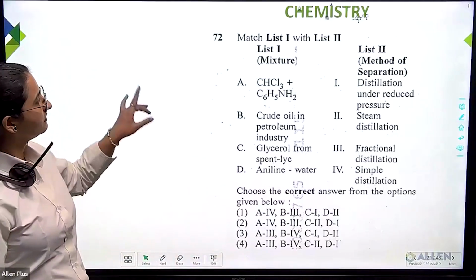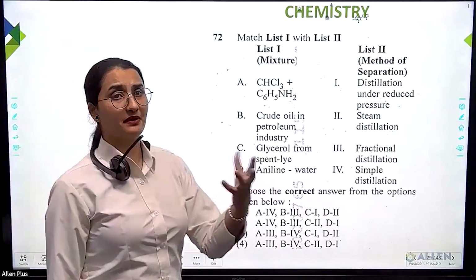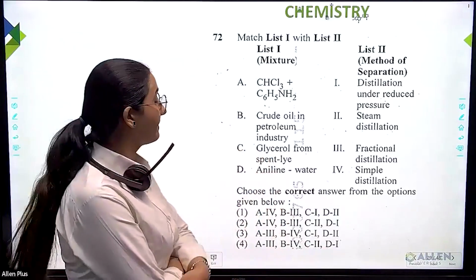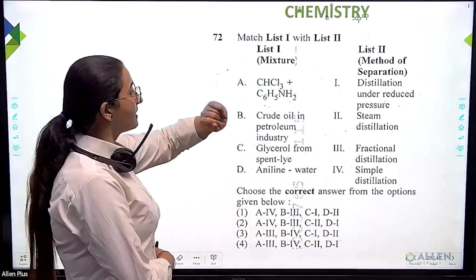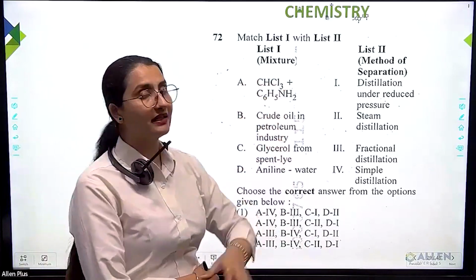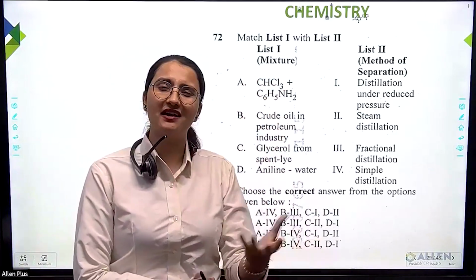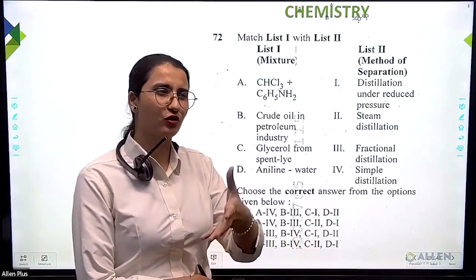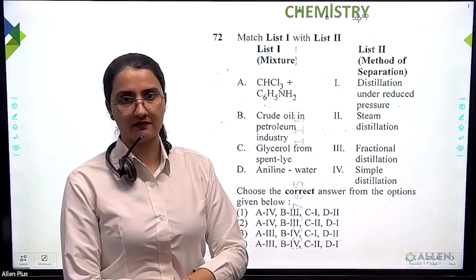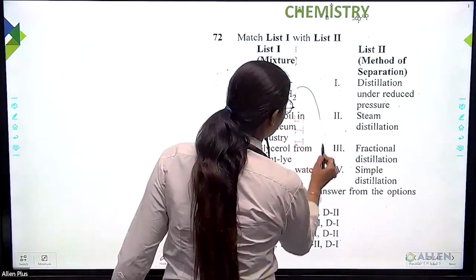Right? Next, it is from separation techniques. It's from organic analysis, correct? Methods of purification. See, first, how do we distinguish chloroform and aniline? They have a very high difference in their boiling points. Chloroform is around 60 degrees, aniline is around 180. So we use what? Simple distillation.